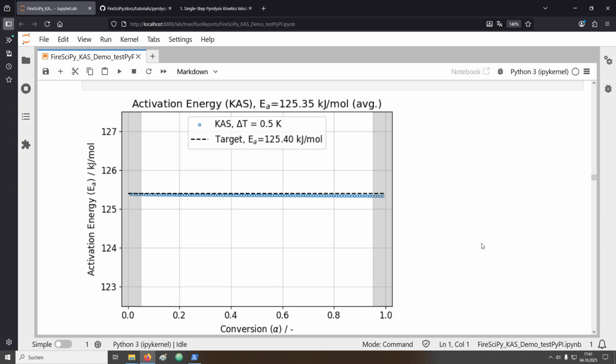This plot here shows the activation energy over the conversion. The black dashed line represents the value used to generate the synthetic data. It is here used as a target to assess how well the computation performed. The blue circles show the values of the activation energy per level of conversion. They are basically forming a horizontal straight line. Thus, the conclusion can be drawn that there is a single-step reaction with an activation energy of roughly 125 kilojoules per mole.